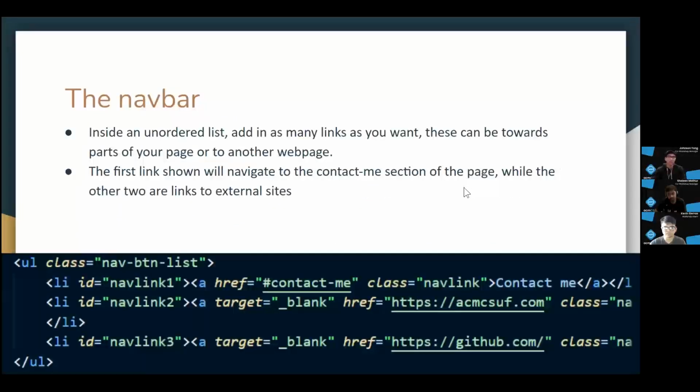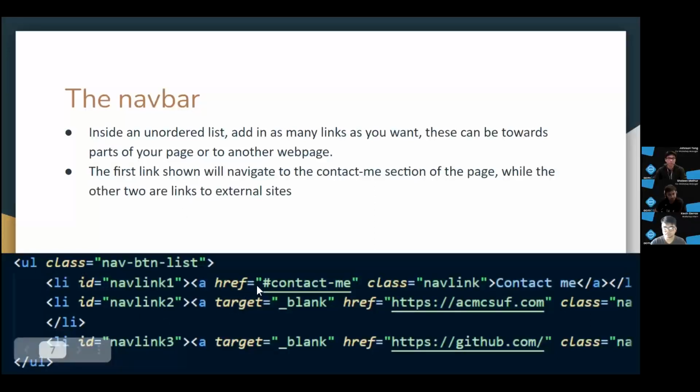Okay, for the navigation bar, we're going to make an unordered list, which is a list of elements that don't have any particular order to them. We can add in as many links as we want, as many pages or links as we have. These can point to parts of your page or to another web page. The first link shown will navigate to the contact me section of the page, while the other two are to external sites.